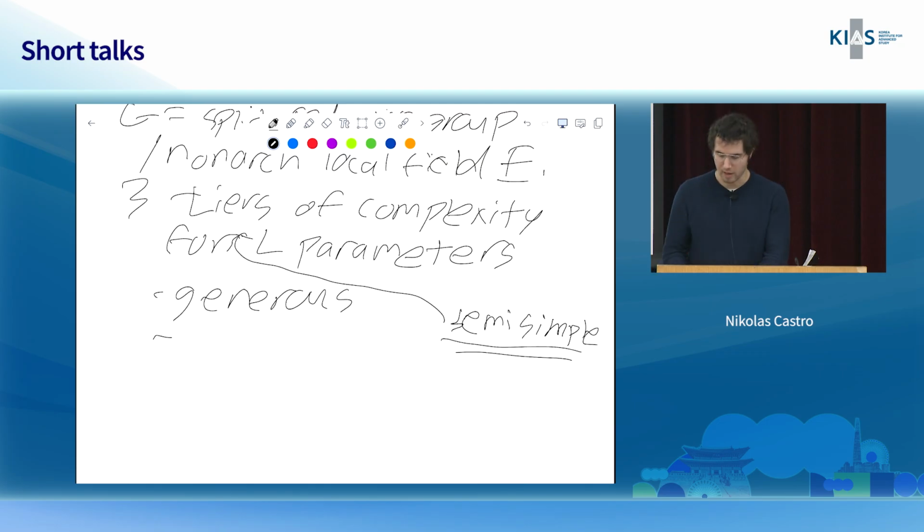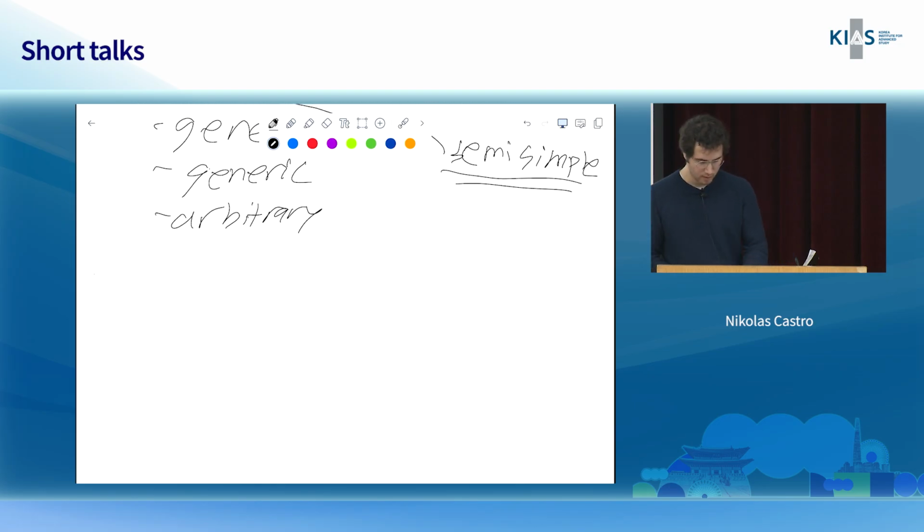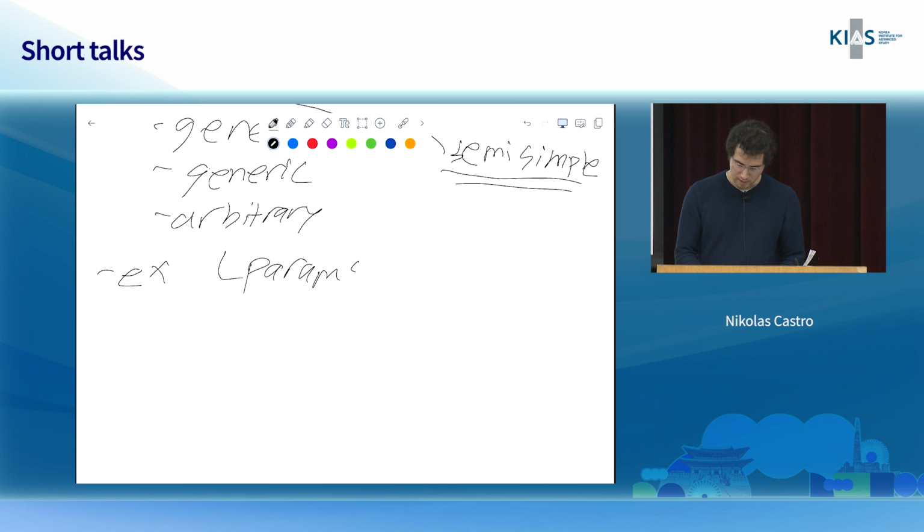So all L parameters in this talk will be semi-simple. So if I forget to mention that, we're always assuming that. Okay, so generous, generic, and arbitrary. So I'll start by doing an example, sort of definition by example first. So L parameters of GLN.